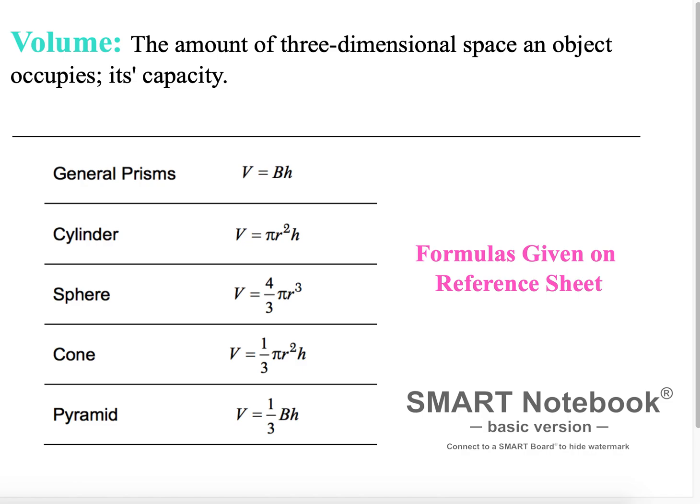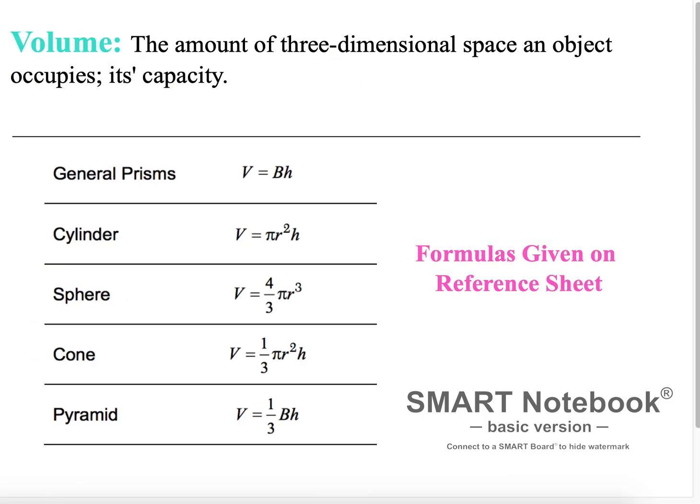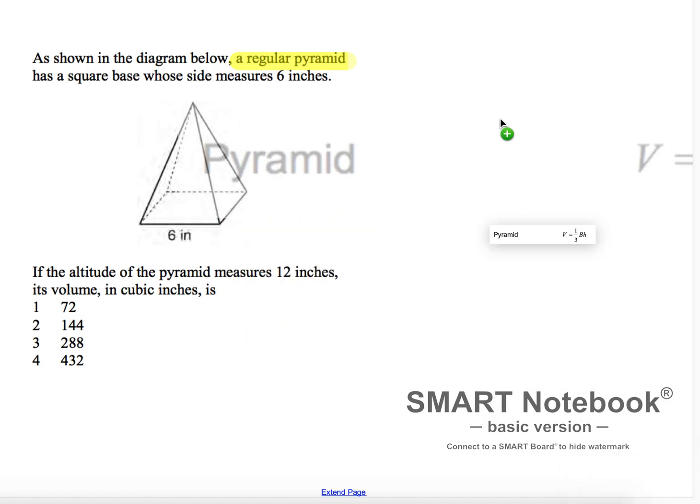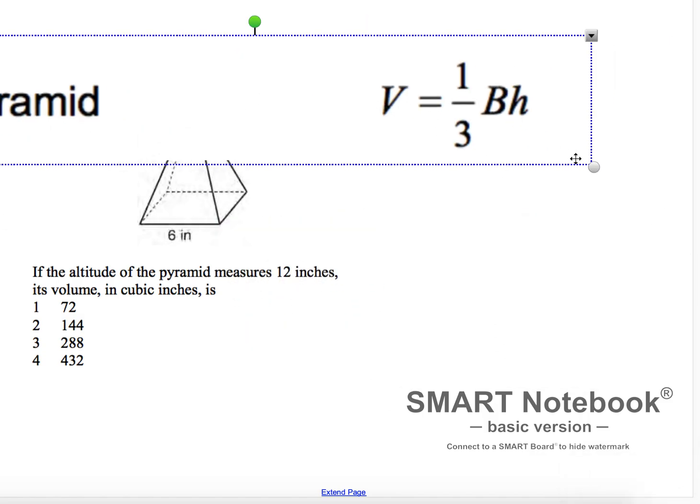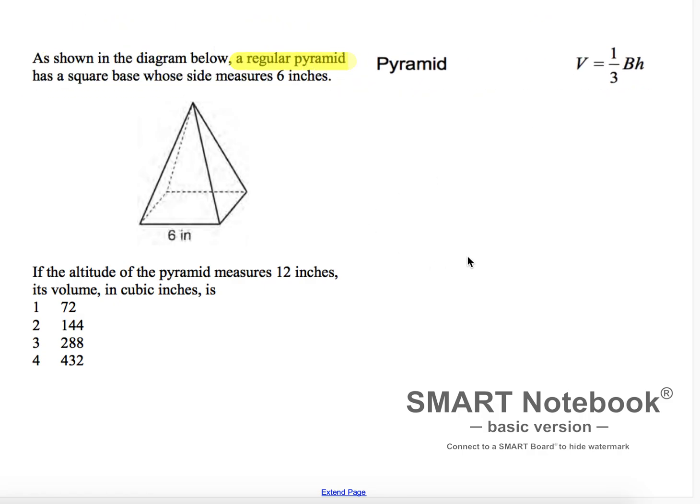So if you go to your reference sheet, we can see we've got general prism, cylinder, sphere, cone, and pyramid. Which one are we going to be using here? Well, obviously pyramid. So let's go ahead and I'll just capture that for us. So let's use pyramid here. And throw it up there so we've got our formula. Shrink it a bit. And this is for the regular pyramid. So it's telling us we've got a square base whose side measures 6 inches and the altitude is 12 inches.